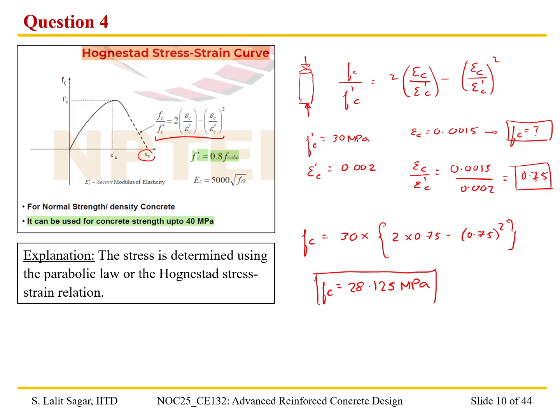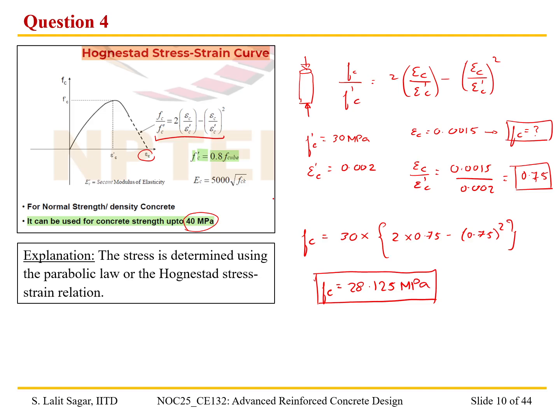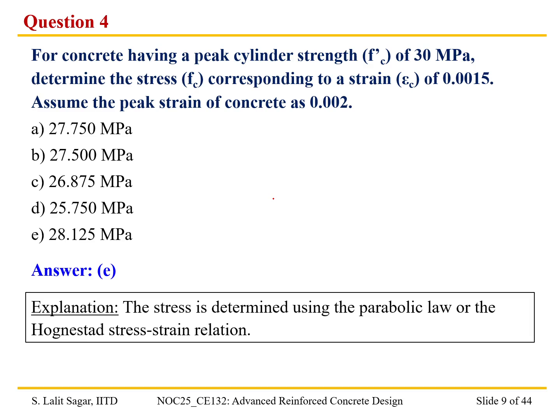Okay, so using this Hognestad stress strain relation or the parabolic law, we can determine the stress strain relation of any concrete which is having a compressive strength of less than 40 MPa. And for concrete which is having a compressive strength of more than 40 MPa, we have the Thornfeld relation. So as we discussed, the correct answer is 28.125. That is option E.